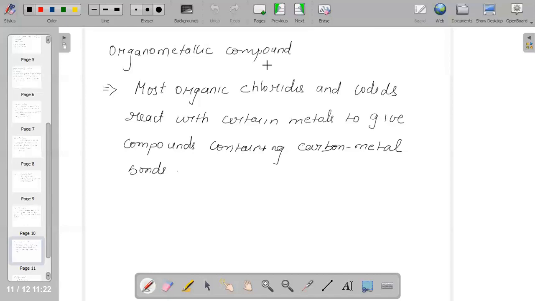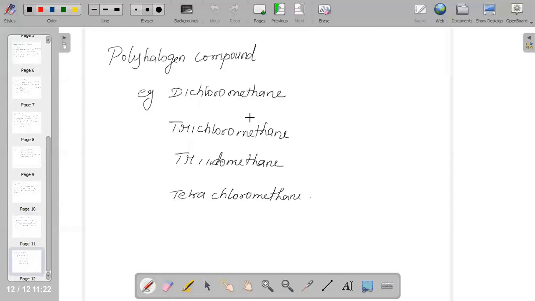Polyhalogen compounds, you can consider a few examples, such as dichloromethane, which can also be called methylene chloride.